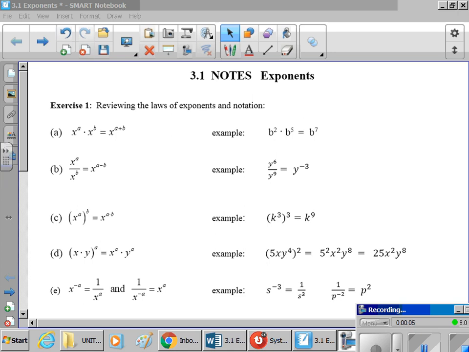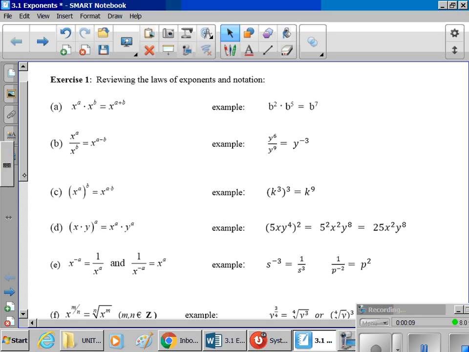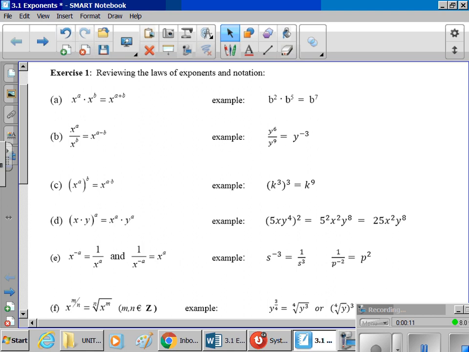Today's lesson is 3.1 on exponents. So this should be nothing new to you. We've been doing exponents for years now, but we're going to talk about the difference between the rules and the definitions. So exercise 1 is just reviewing those laws.